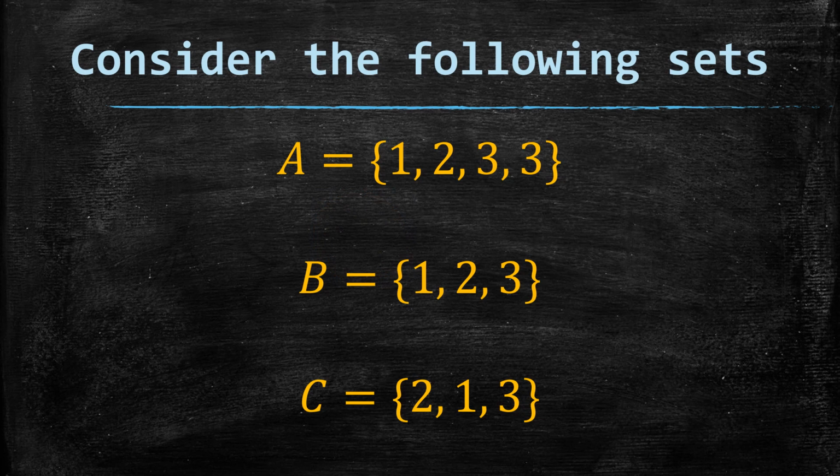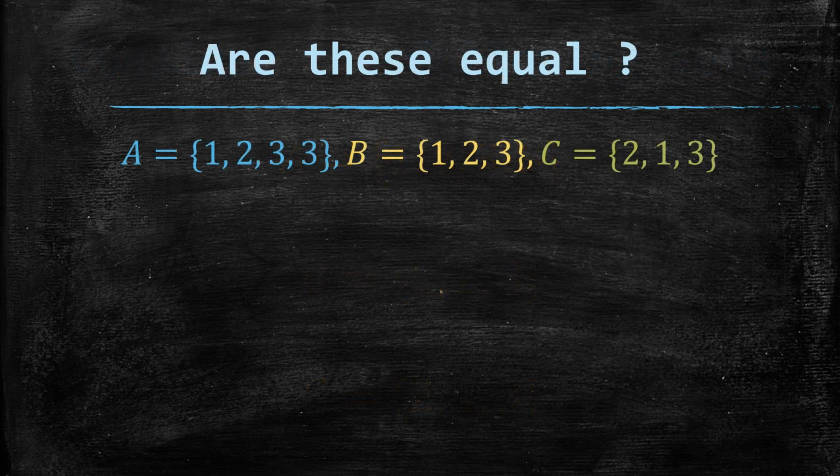Okay, now consider the following sets. A is equal to {1, 2, 3, 3}, B is equal to {1, 2, 3}, C is equal to {2, 1, 3}. Are these equal? I mean, do A, B, C contain different elements?